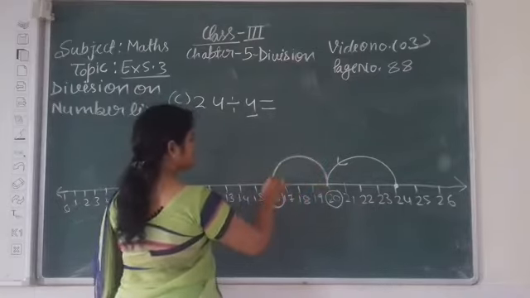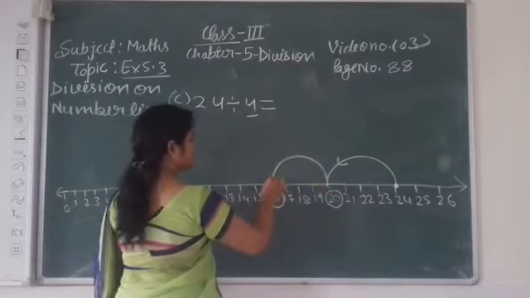16. Then after 1, 2, 3, 4, after 12, 1, 2, 3, 4, we reach 8. We are jumping from 24 to 0. Then after 1, 2, 3, 4, we reach 4. Then after 1, 2, 3, 4, we reach 0.